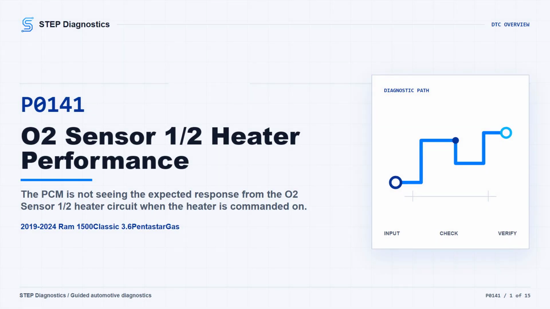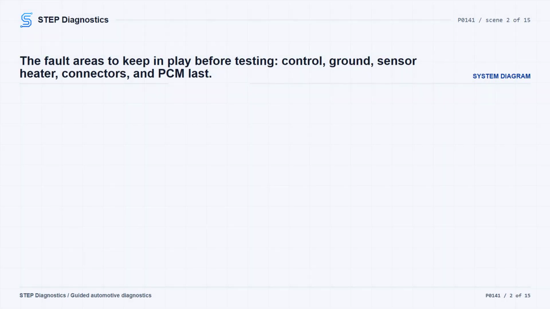On a 2019 to 2024 Ram 1500 Classic with the 3.6 Pentastar, P0141 is O2 sensor 1/2 heater performance. In plain terms, the PCM may be commanding that oxygen sensor heater on and not seeing the expected heater temperature change. The truck may have the MIL on, and it can often still drive normally.